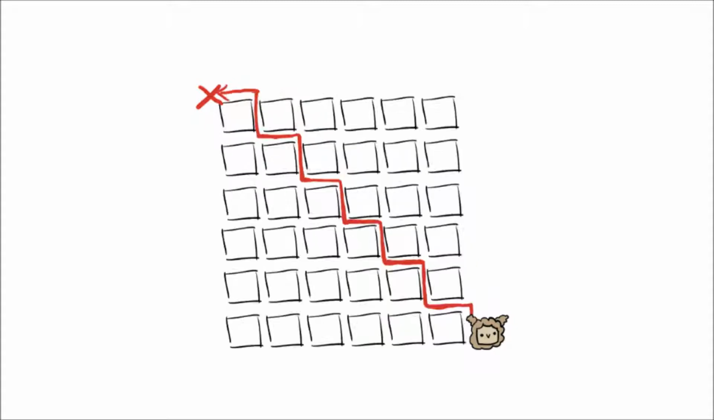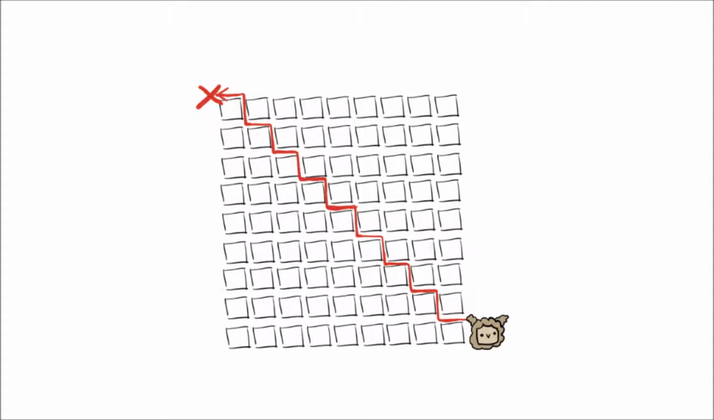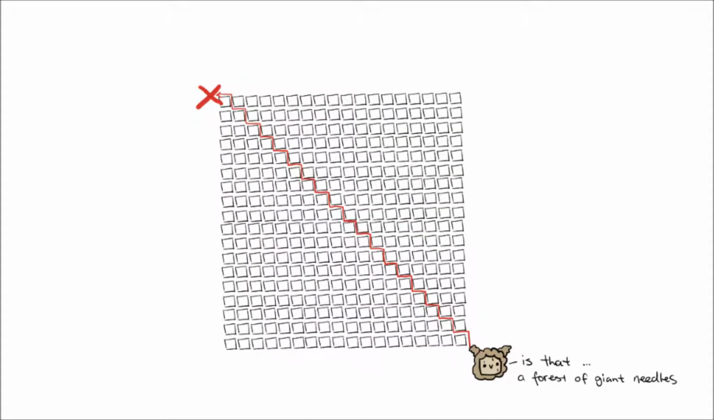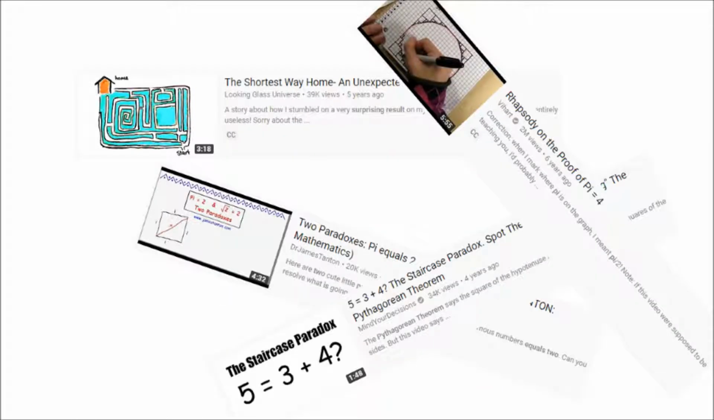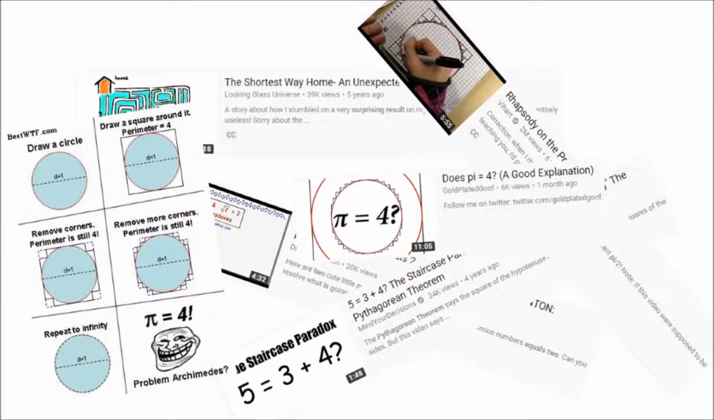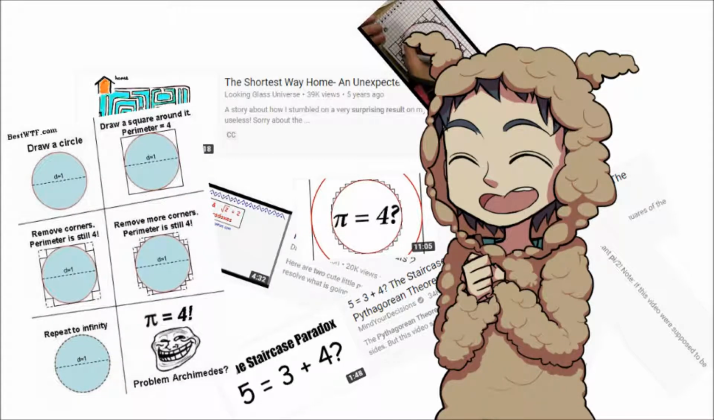But what if the buildings were smaller? And smaller? And smaller? At this point, you might be having a sense of deja vu if you tend to skulk around the interwebs for math things. But yeah, here's a proof that the square root of 2 equals 2.